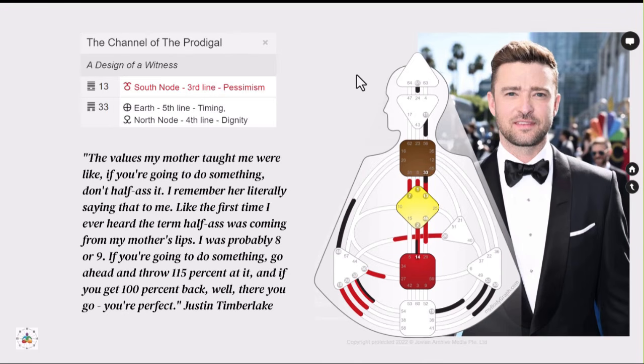Here is Justin Timberlake. The values my mother taught me were like, if you're going to do something, don't half-ass it. I remember her literally saying that to me. The first time I ever heard the term half-ass was coming from my mother's lips. I was probably 8 or 9. If you're going to do something, go ahead and throw 115% at it. And if you get 100% back, well, there you go. You're perfect. That's his take on things.